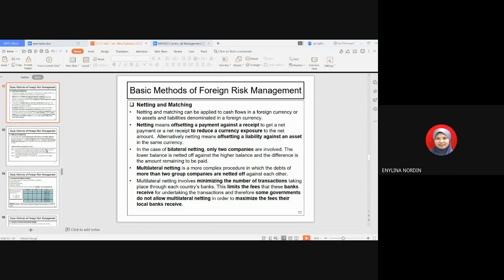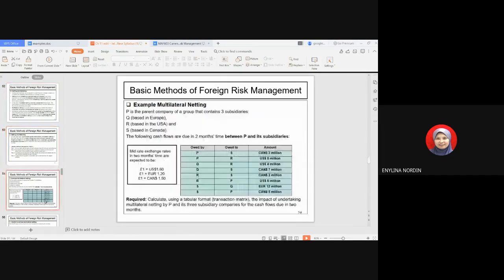So we go to the example here, which is about multilateral netting. P is the parent company of a group that consists of three subsidiaries: a subsidiary in Europe, a subsidiary in the US, and a subsidiary in Canada. Look at this one. It is mentioned that the following cash flows are due in 2 months' time between the parent company and its subsidiaries.